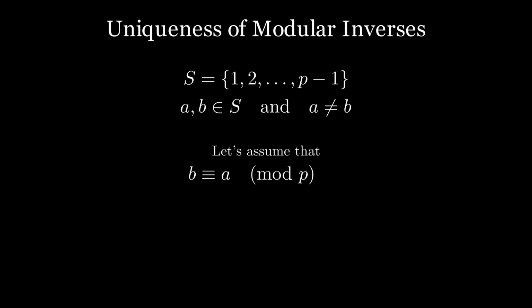We started by assuming that a is not equal to b, and now we've just shown that a is equal to b. That's a contradiction. So, what went wrong? Nothing, actually. The logic was solid. It's the assumption that was wrong. Therefore, no two different numbers in the set can share the same inverse modulo p.